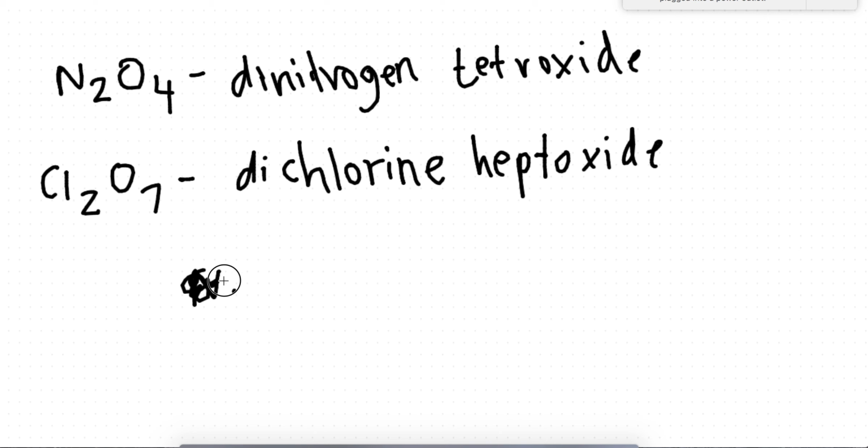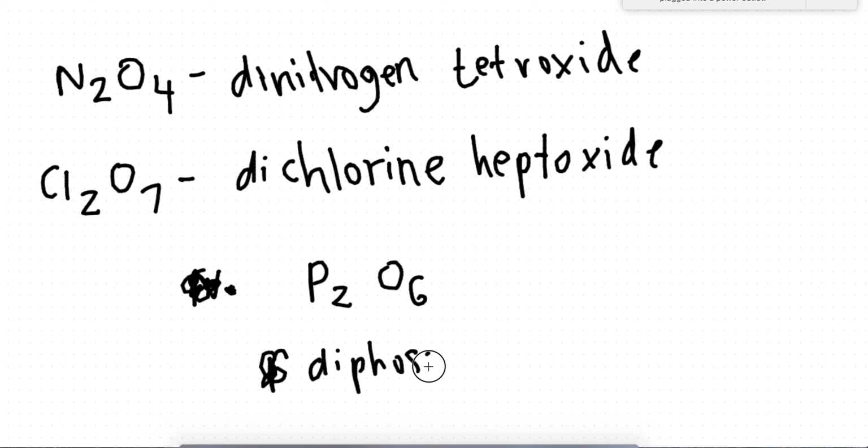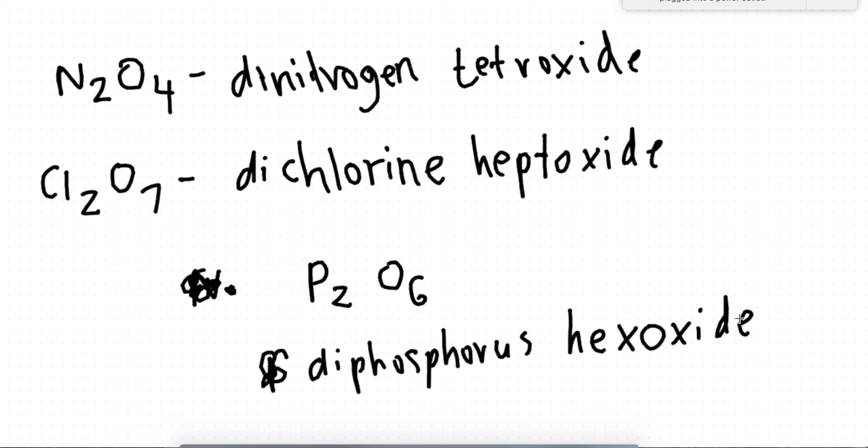Okay, whenever you have something with oxygen, let me give you something else. P2O6, so diphosphorus. Now we know this is hexa, and we know that the A will clash with the oxide, so it will just be hexoxide. Okay, guys, I wanted to make that clear.